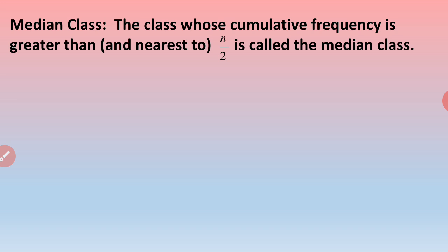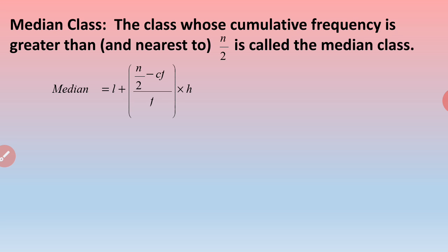Now let us see the median class. The method of finding the median class is: it is the class whose cumulative frequency is greater than or nearest to n by 2. It is called the median class. N is the total of frequency. So when you find out the cumulative frequency, you always get n. When you find out n by 2, after that you will try to locate the median class.